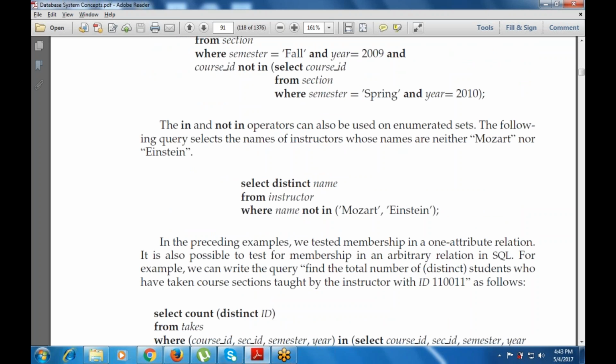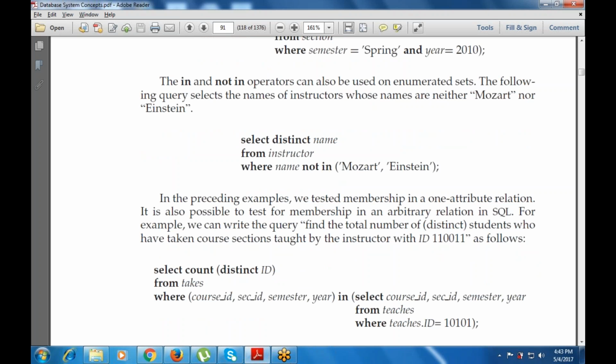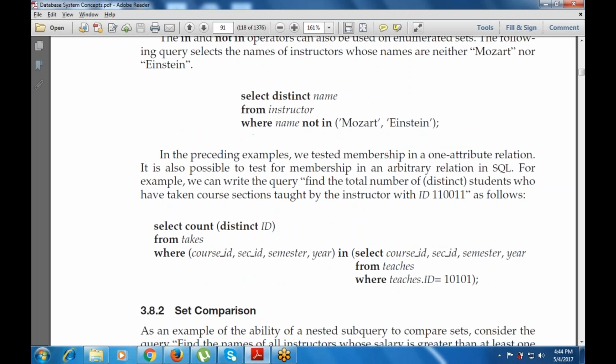In the preceding examples, we tested membership in a one-attribute relation, and it is also possible to test for membership in an arbitrary relation in SQL. For example, we can write the query: find the total number of distinct students who have taken course sections taught by the instructor with the ID 10101. So this is select count distinct ID from takes where course ID, section ID, semester, year in select course ID, section ID, semester, year from teaches where teaches.ID equals 10101.